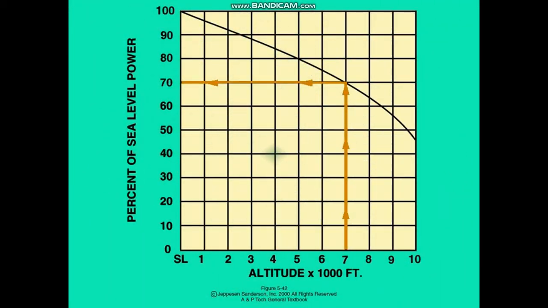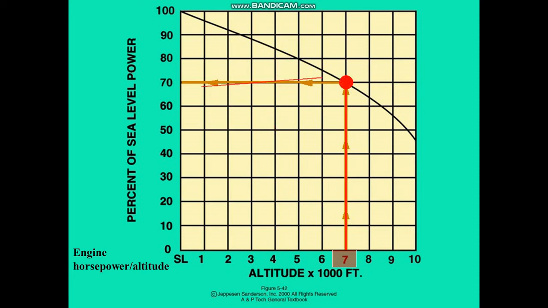Now we have the fourth one, and this is the engine horsepower altitude. We will take the altitude multiplied by 1000 feet, and you will go upwards and intersect with this curve.